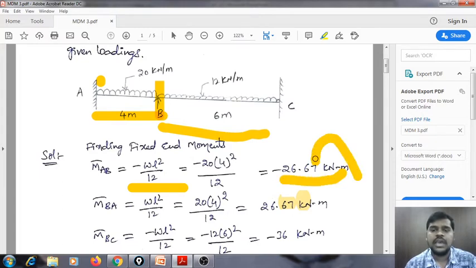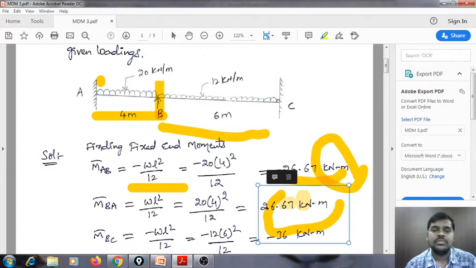So the units are important here. Next, coming to M bar BA, the same formula WL square by 12. The length is 4 meters, so the answer will be the same, 26.67. This is negative and this is positive.